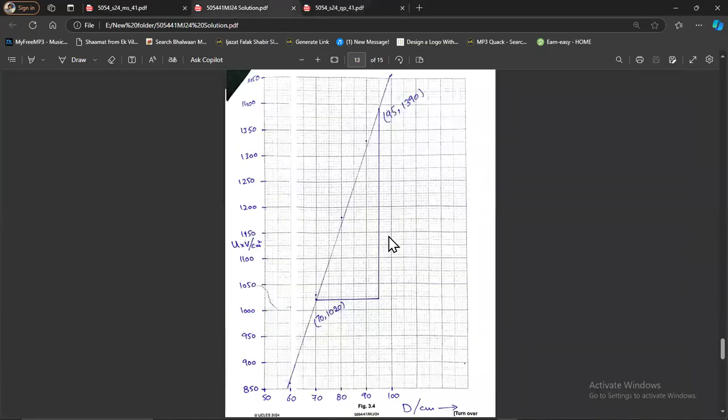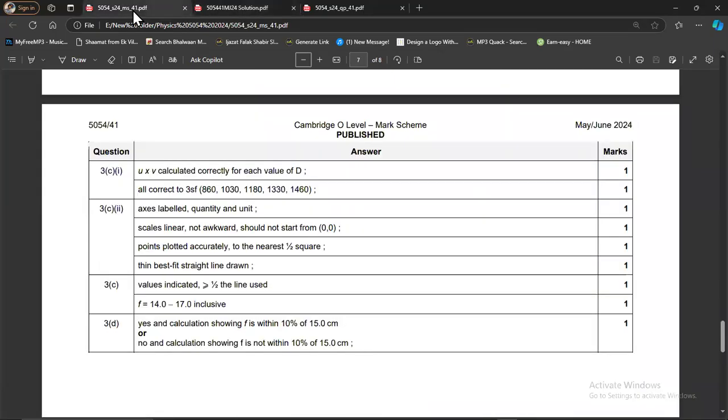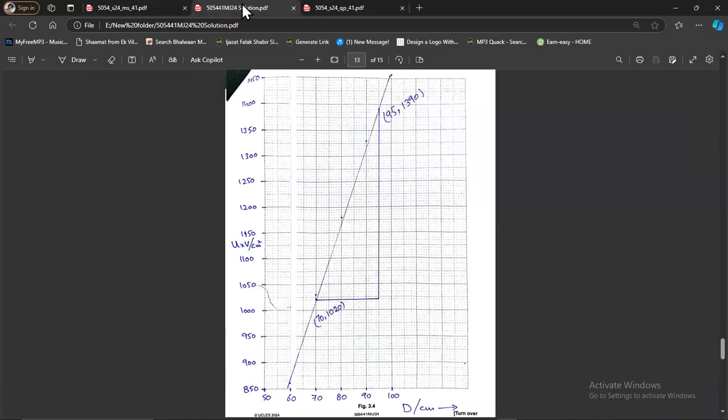Okay, so on this straight line, I take 2 points. I take this point, this is 70, comma 1020. I took this point, that's 95, comma 1390. So I'm going to use these 2 points on this line of best fit, and I'm going to find out the gradient of this line. The gradient of this line is y2 minus y1 divided by x2 minus x1. In mathematics, we say this: rise divided by run.